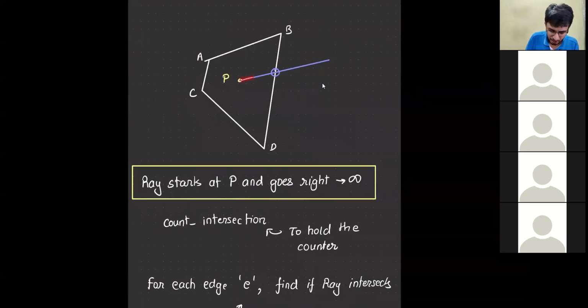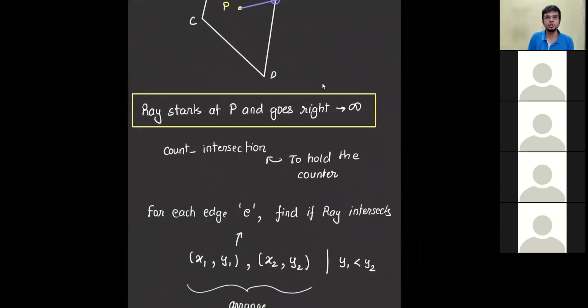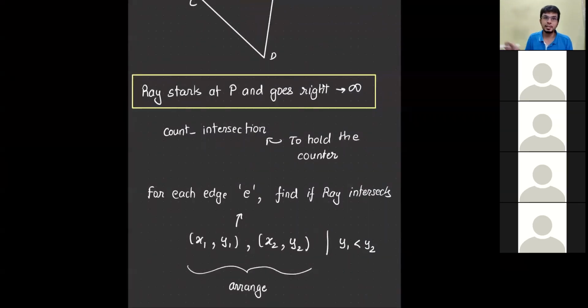We start from P and we project our ray towards the right side. It goes till infinity. Okay, the ray starts at P and goes to the right towards infinity. And what we do is we count the intersections that we have. If it is odd, then inside; if even, then outside. Okay, odd is inside, even is outside.